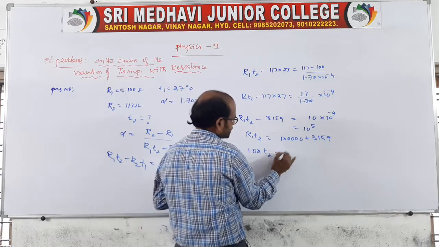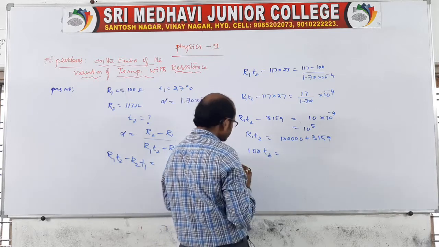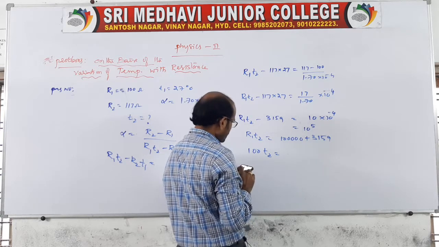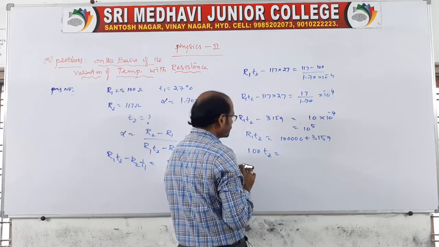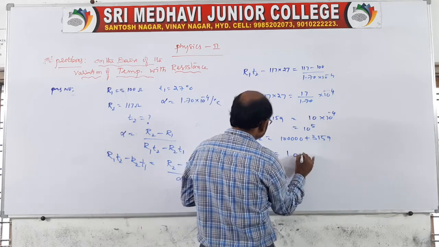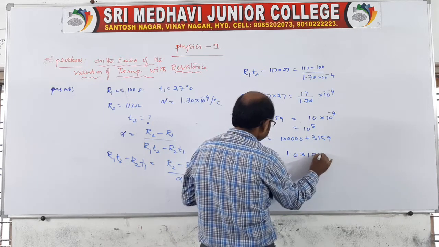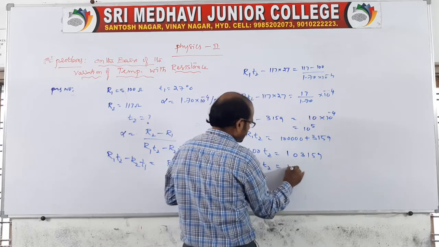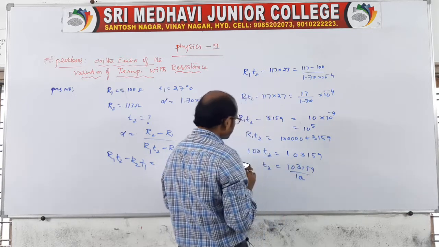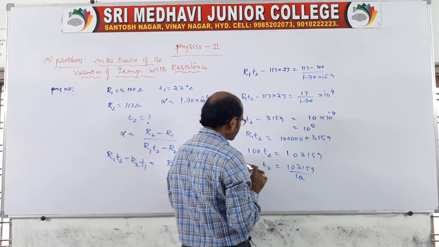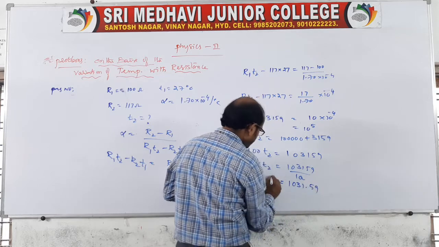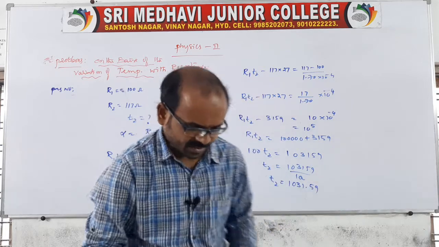So T2 is equal to, if you add this, 100000 plus 3159, which is 103159. So T2 is equal to 103159 by 100. You divide by 100, so it is approximately 1031.59. It is T2, which we can take like this.